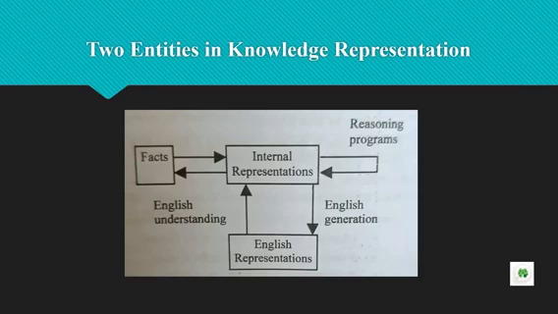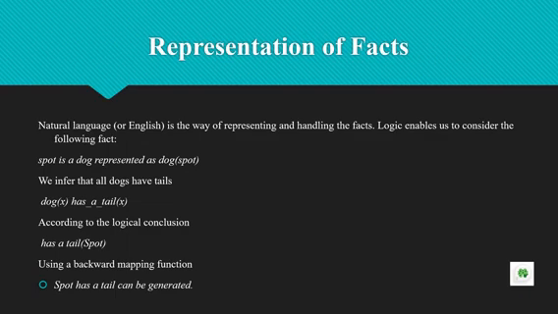This is the facts, the reasoning programs, English understanding and English generation. These are the main things. If you give the facts, it moves to internal representation, and internal representation moves to facts. The internal representation, which means the English representation, that is English generation. It gives the generation and it gives the machine understanding, that is English understanding. It gives the facts to the internal representation. These are the two entities of knowledge representation.